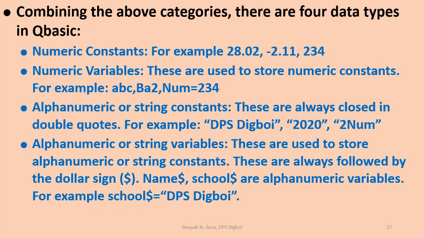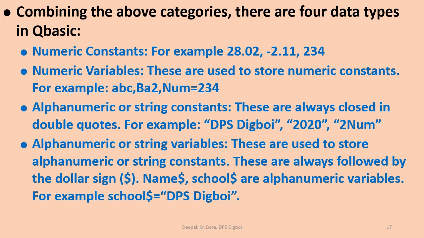Combining the above categories, there are four data types in QBasic: numeric constants, numeric variables, alphanumeric or string constants, and alphanumeric or string variables. First, numeric constants. For example, 28.02, minus 2.11234, that is 234, etc. That means it can be a positive or a negative value, and it can also include decimals.